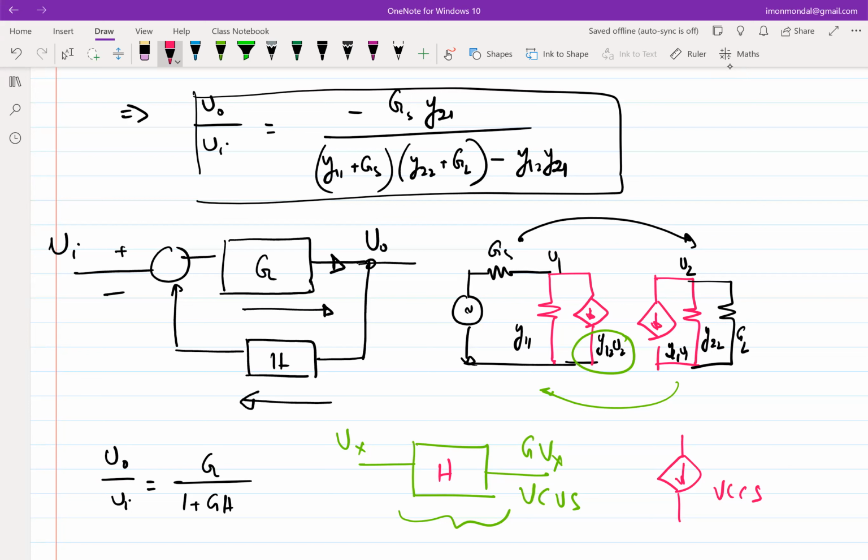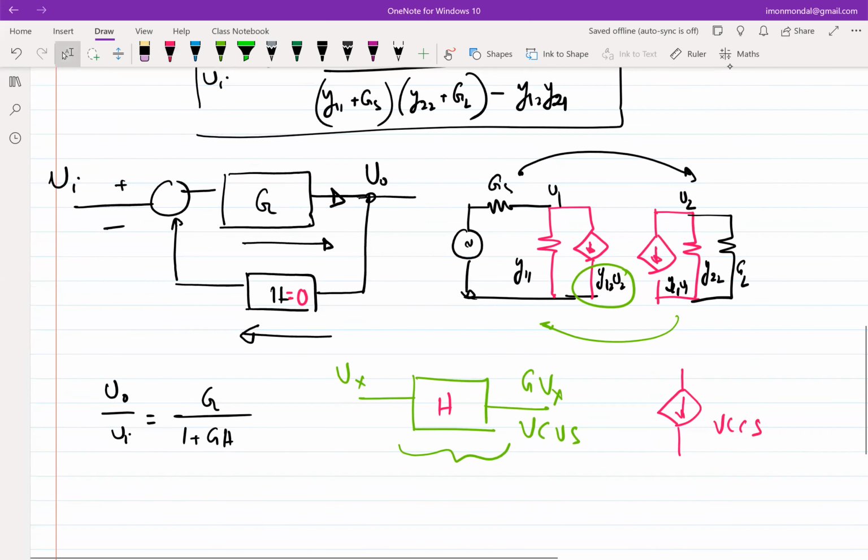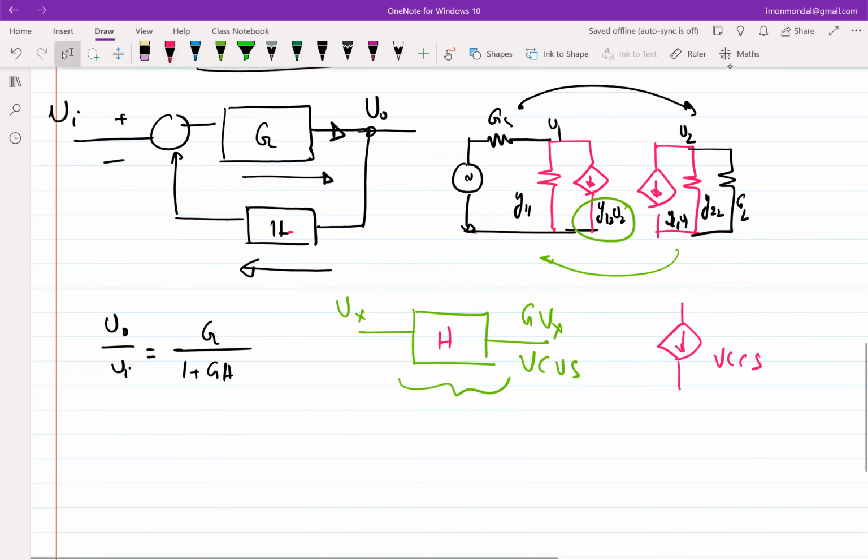When I say null H, I essentially mean that I am setting the gain of H to 0. If H goes to 0, then if I observe V naught, V naught over Vi will be G. Correct? Okay, so if I'm confusing you, let's say I do the experiment: V naught over Vi when H is equal to 0, what should I get? I should get G. Correct. So that's all I'm doing.